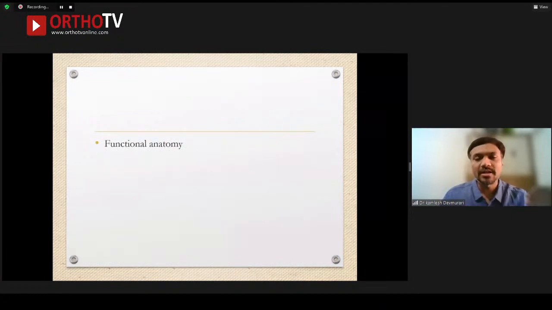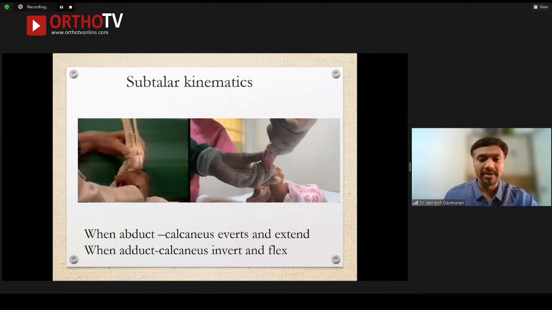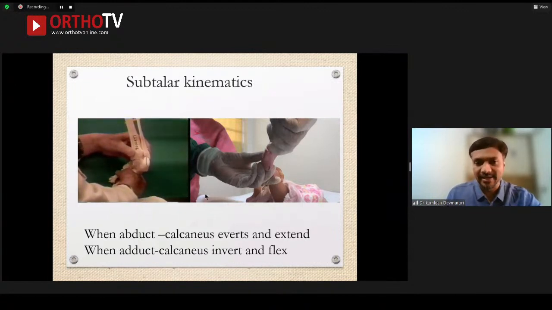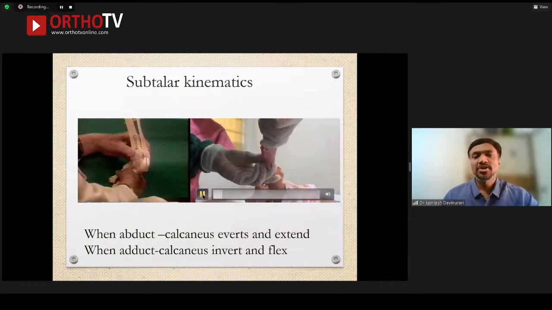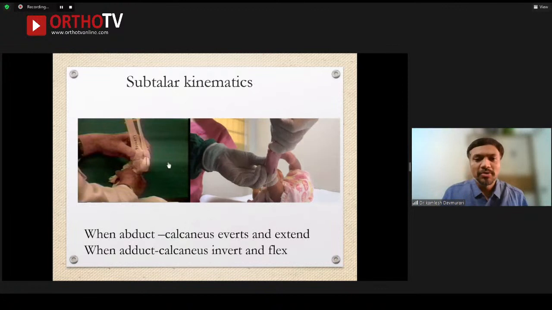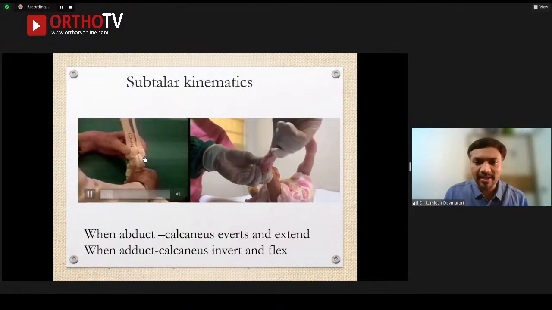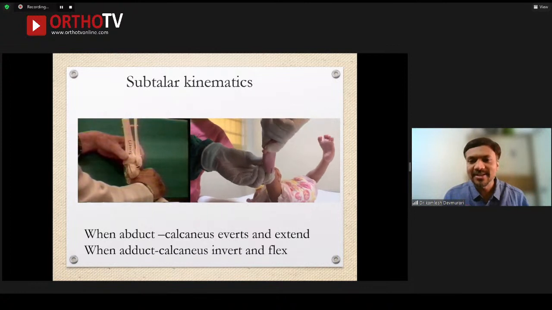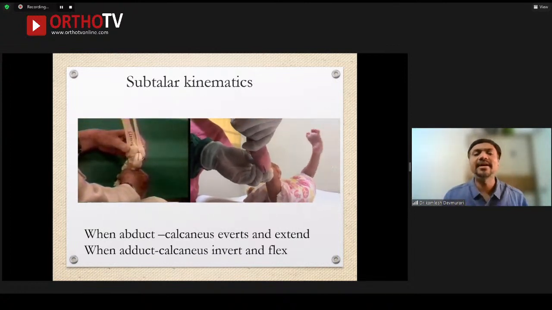Before understanding the Ponseti principles, first we will look at the functional anatomy of subtalar movement. That is a very interesting video. When I saw this video, the complete concept of clubfoot in my mind changed. You will see that when we abduct the forefoot, the calcaneus goes outward and extends. When we adduct the forefoot, the calcaneus goes inward and flexes. By this maneuver, Ponseti changed all the concepts of clubfoot. When we abduct the forefoot, the calcaneus goes outward and extends. When you adduct, the calcaneus goes inward.